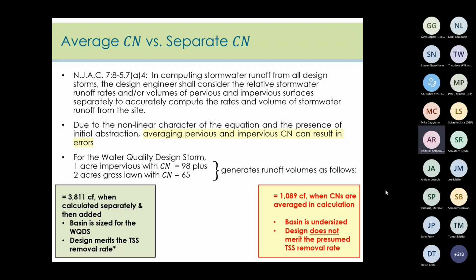So for example, if we analyze a site with 1 acre of impervious cover with a CN of 98 and 2 acres of grass lawn with a CN of 65 for the water quality design storm, using a composite CN for the site would result in roughly 70% less runoff volume than if the volumes were calculated separately for pervious and impervious areas. So using a composite CN means the BMP is likely undersized for the smaller storms, including the water quality design storm. And when that happens, the BMP does not merit the pre-approved rating for total suspended solid removal.